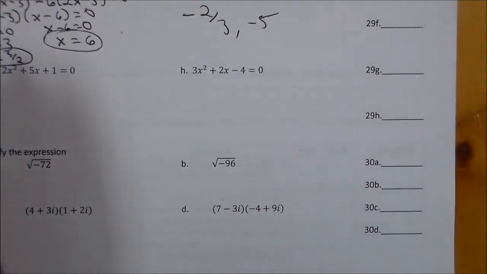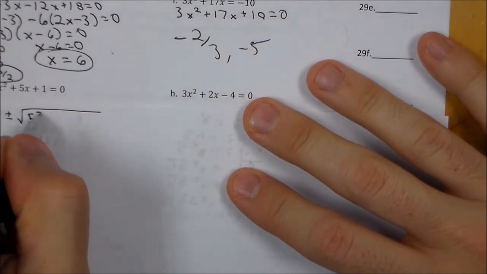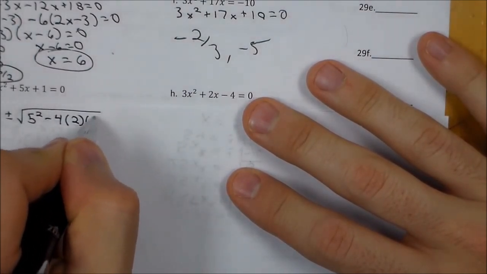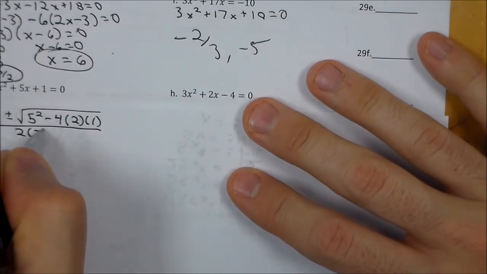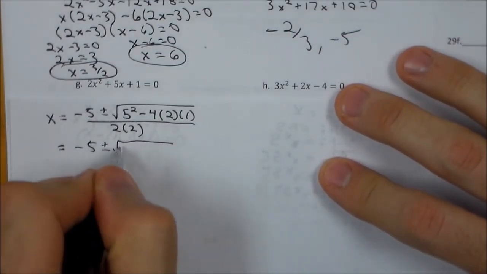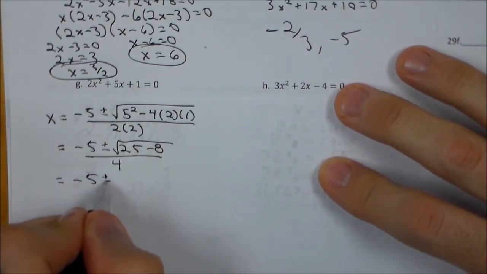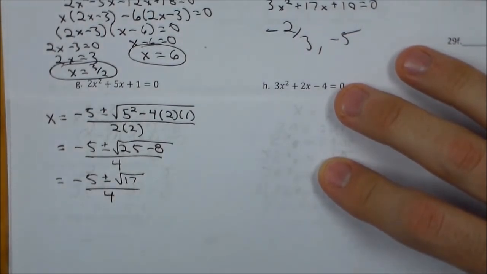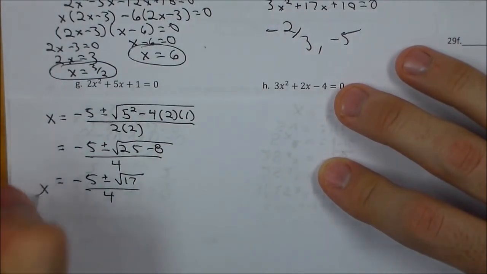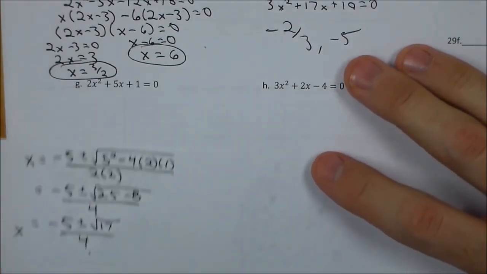All right, for g, let's go quadratic formula again. So we're going to go x equals negative 5 plus or minus the square root of 5 squared minus 4 times 2 times 1 over 2 times 2. Negative 5 plus or minus the square root of 25 minus 8 over 4. Negative 5 plus or minus the square root of 17 over 4. This one we can't simplify anymore, but we do have two solutions. It's negative 5 plus the square root of 17 over 4 and negative 5 minus the square root of 17 over 4.